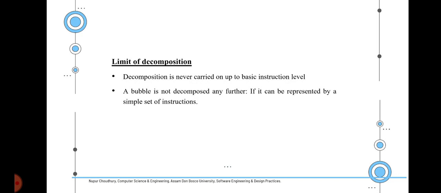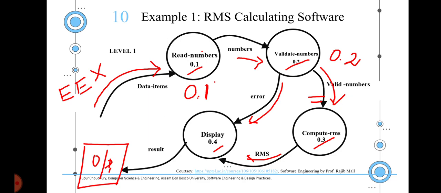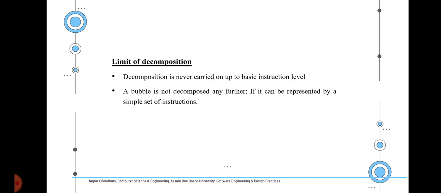decomposition. For example, in the RMS calculating software, the display 0.4 function can be any instruction which will display the number, which means printf can be a statement or System.out.println can be an instruction which would display the numbers. So if we reach the point that we can just use an instruction in order to represent the particular process, then we can stop its decomposition. But until then we have to go on decomposing till it gives us a clear picture of the entire project.